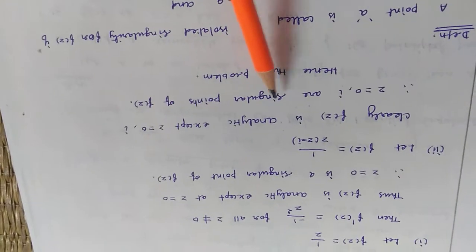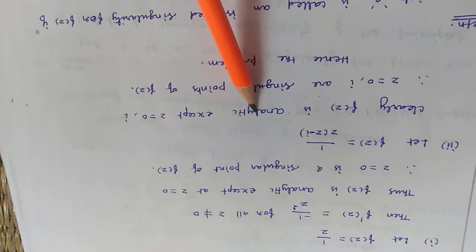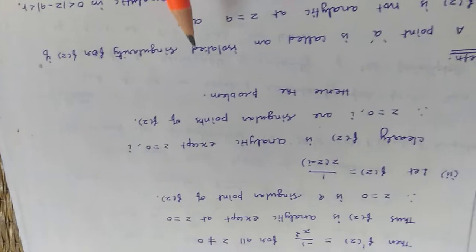And in the other example, clearly f of z is not analytic at z equal to 0 and z equal to i. Therefore z equal to 0 and i are the singular points of f of z.